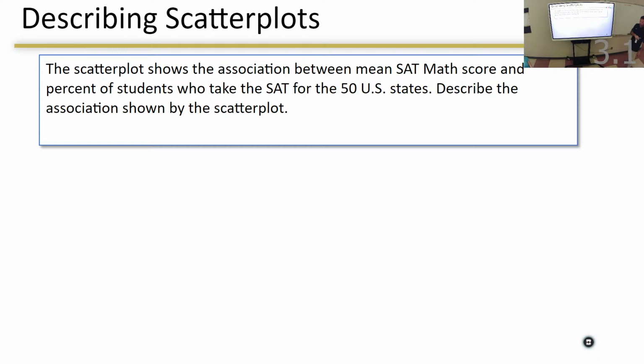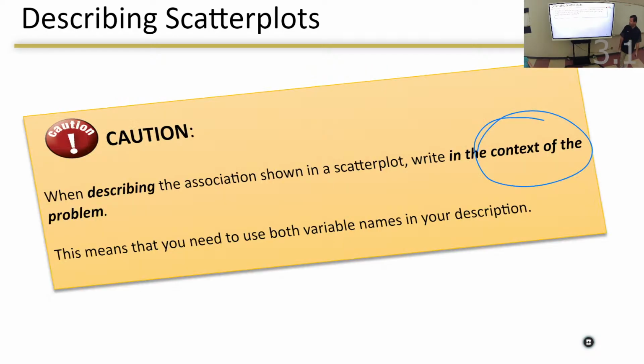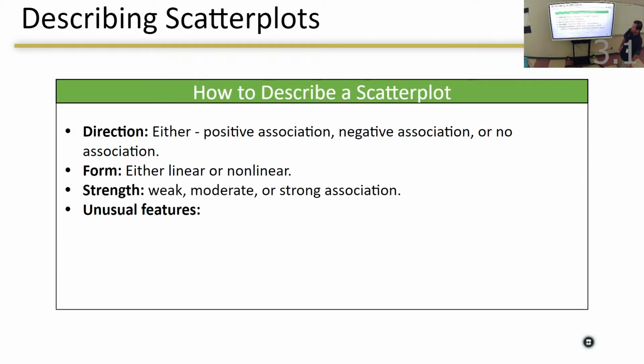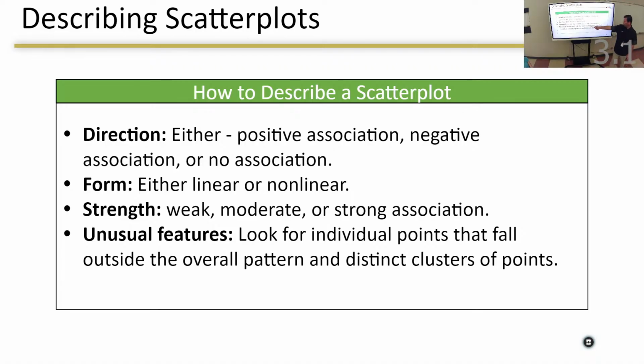Yeah, we'll talk about it in 3.2 and 3.3, but yeah, outliers, clusters, just anything that doesn't look like it fits. If you remove that point, it would be linear, something like that. That's good, yeah. Individual points that fall outside the overall pattern, distinct clusters.